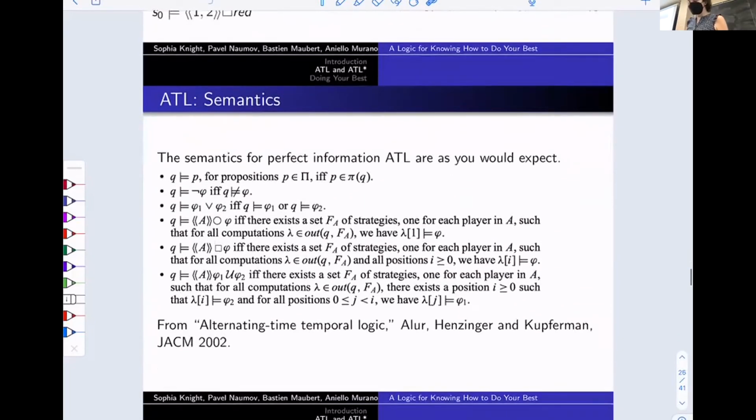This is the semantics. I'm not really going to get into this, but this is how you look at a system and a formula, and you can exactly decide whether a formula is true in a system. This gets pretty complicated to do by hand, but you can have a model checking algorithm that you implement and you feed it a system and a formula and it says yes or no.